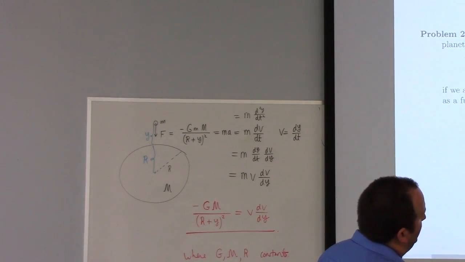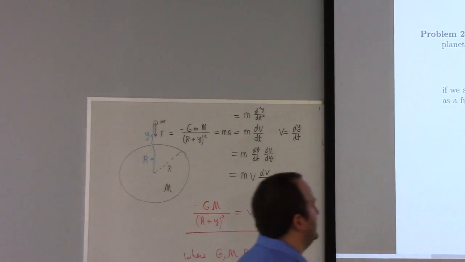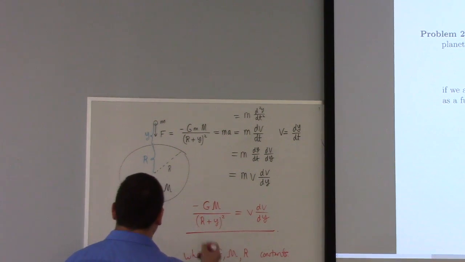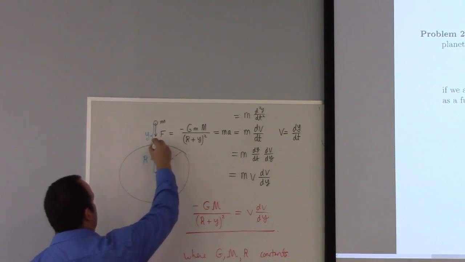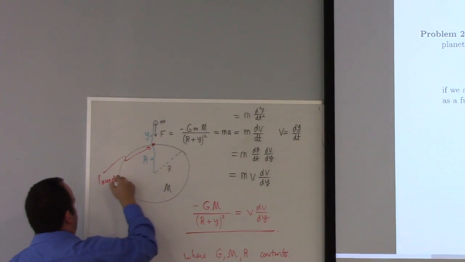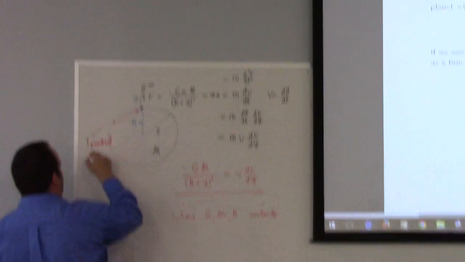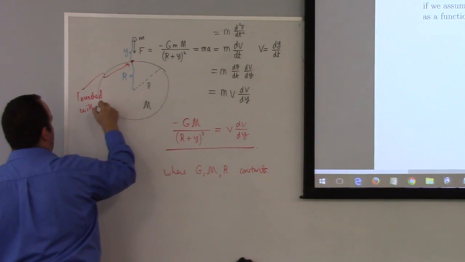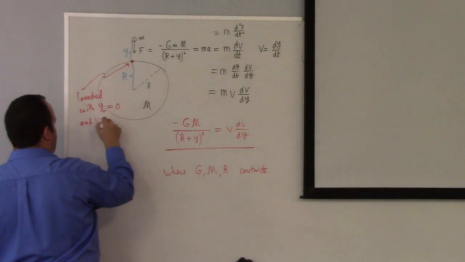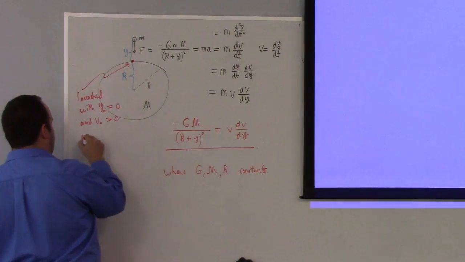It's launched vertically with velocity v naught from a planet. So you can assume that y is like here. Let's say it's launched with y naught equals 0 and v naught greater than 0, at t equals 0.